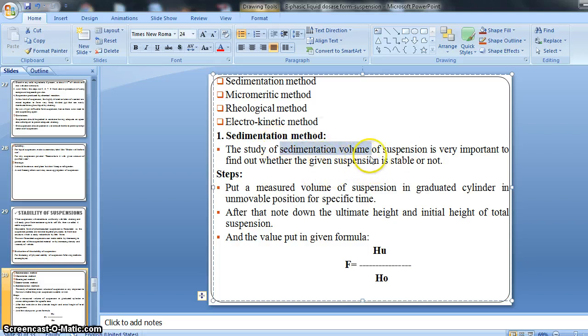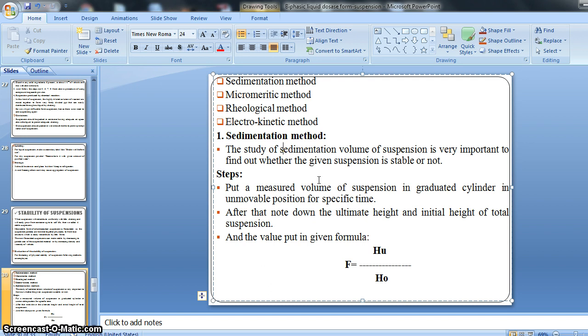Then the study of sedimentation volume of a suspension is very important to find out whether the given suspension is stable or not. It is very commonly performed, this sedimentation method. With the help of the sedimentation volume of our suspension, we can determine whether the given suspension is stable or not.